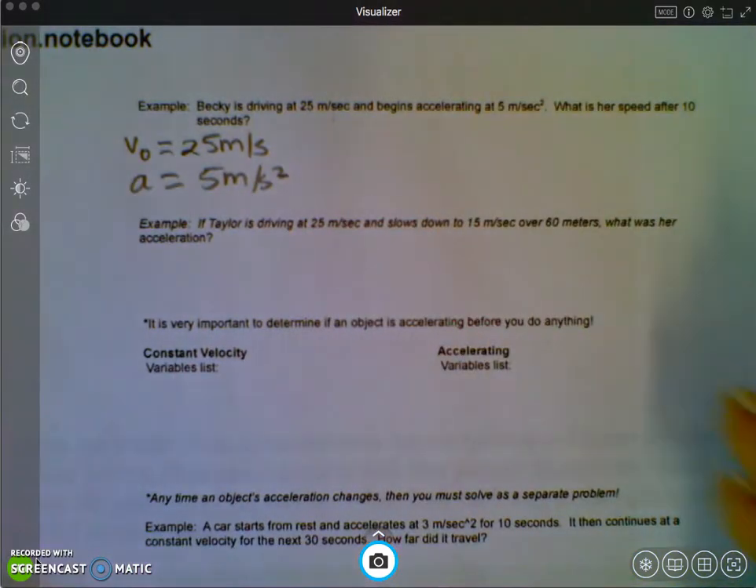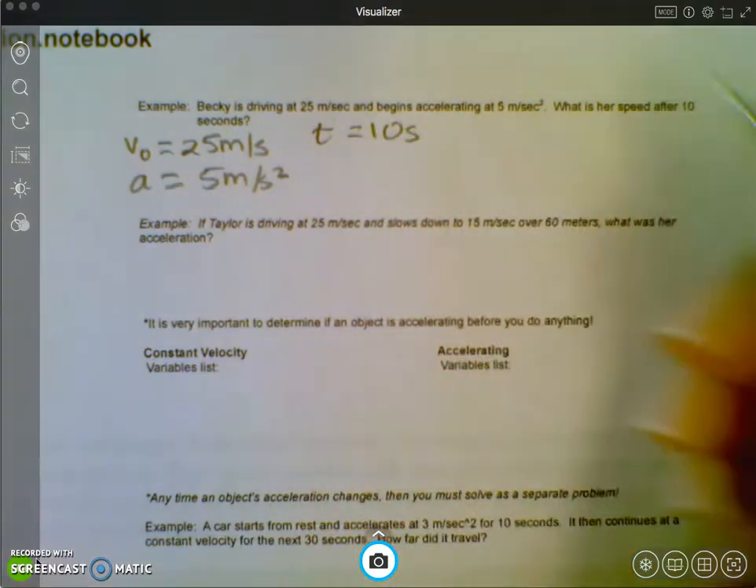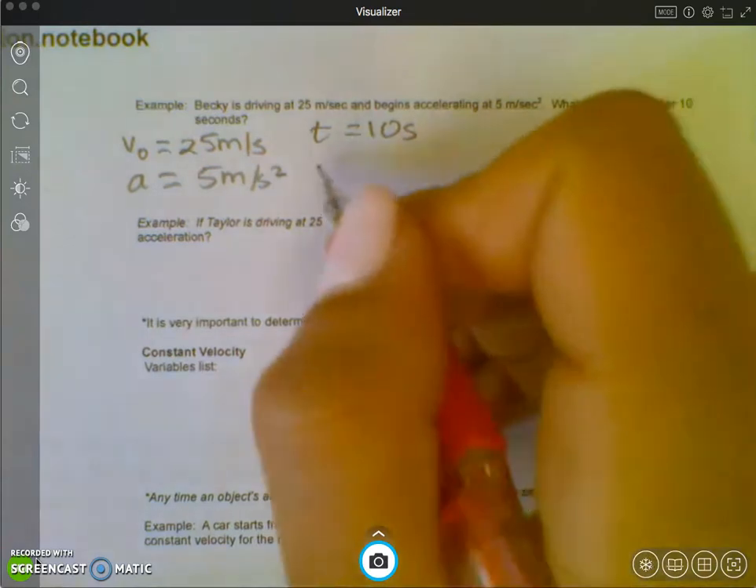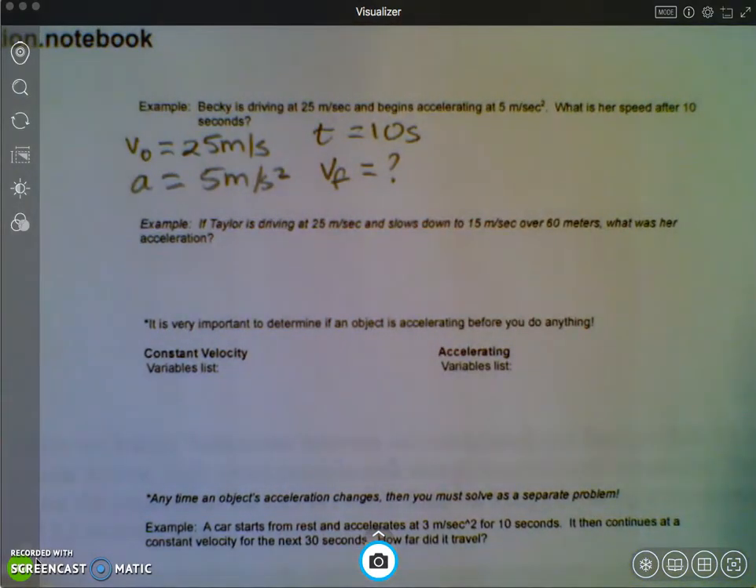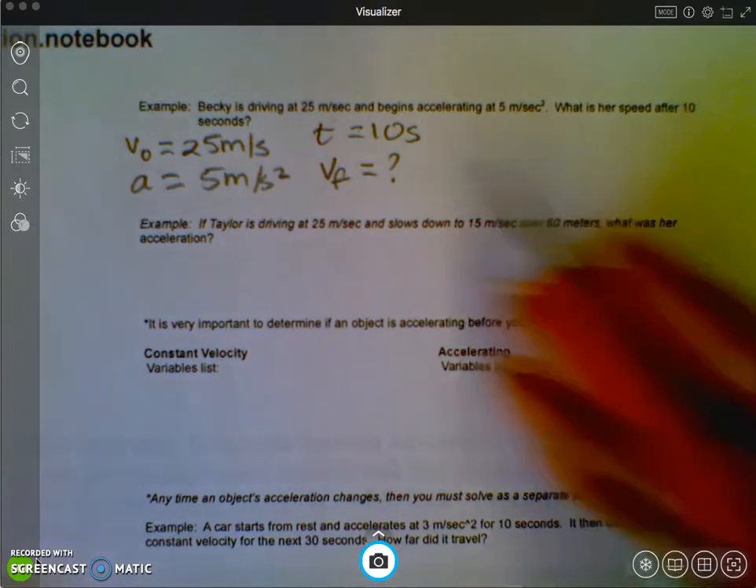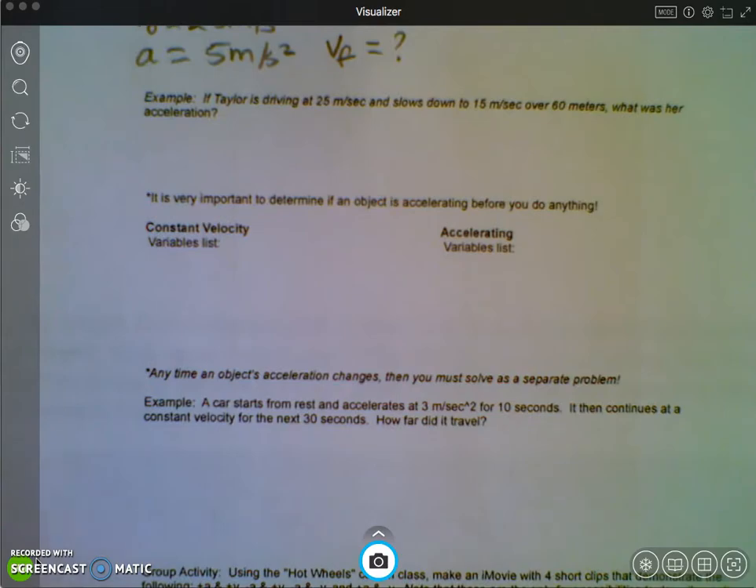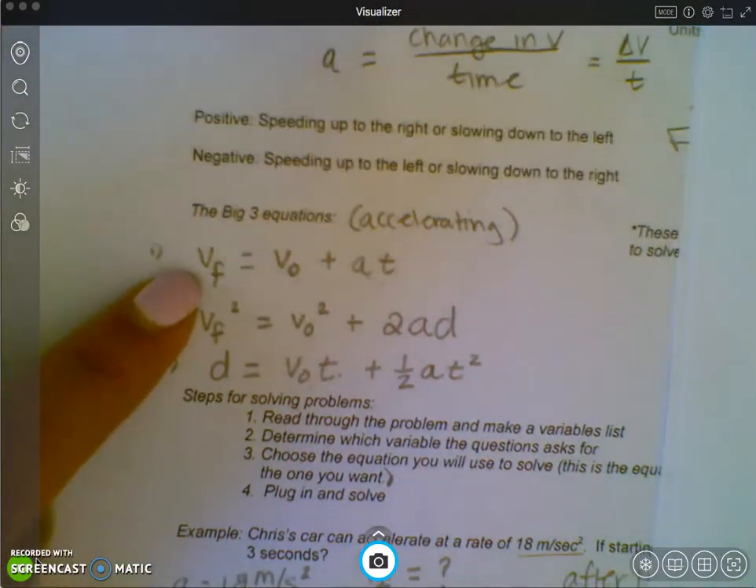Okay, what is her speed after 10 seconds? My time is 10 seconds, and I'm trying to find her speed or velocity after that time. So final velocity is what we're looking for. Okay. The only variable we don't have is displacement, and so if we look back at our equations on the previous page here, okay, the only one that doesn't have displacement is that first one, so that's the one that I'm going to use.